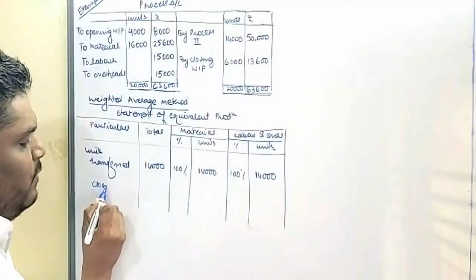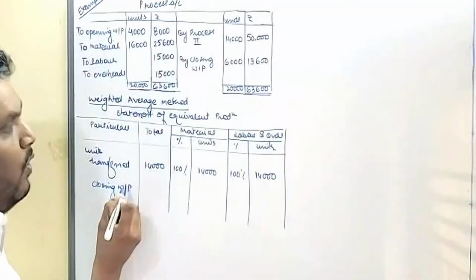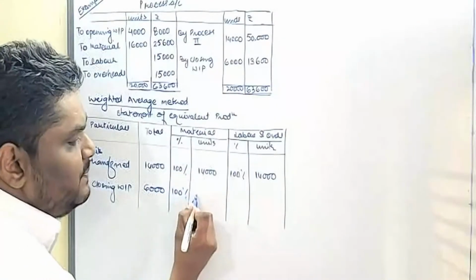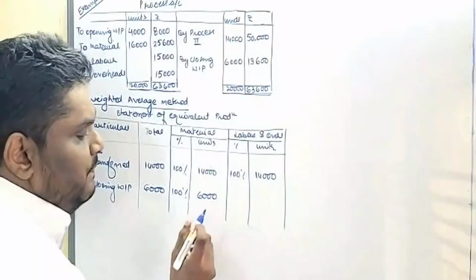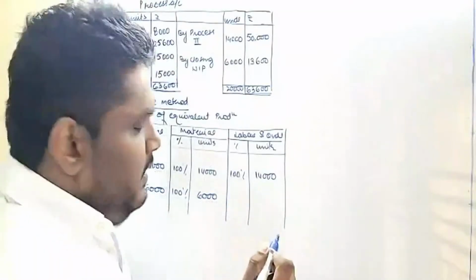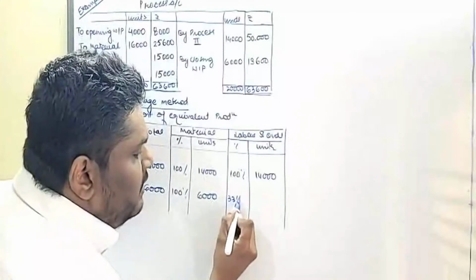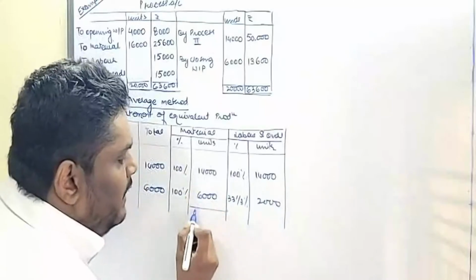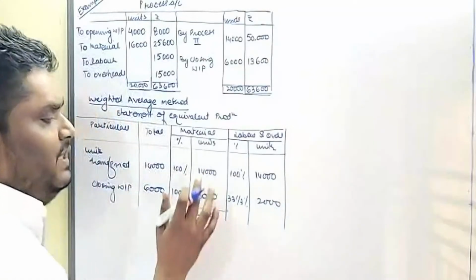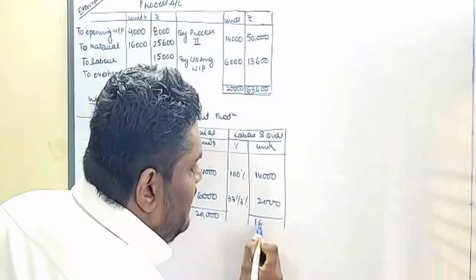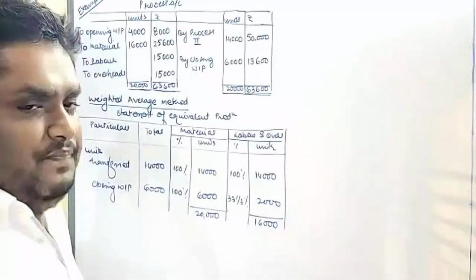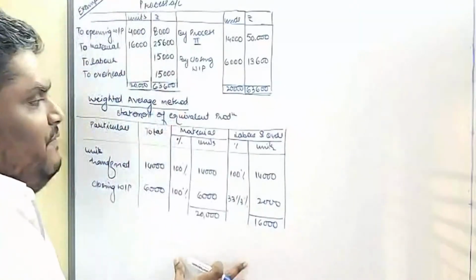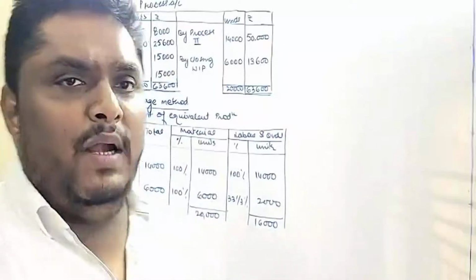Similarly, for closing work in progress, the approach will be the same, wherein the units are 6,000. They are 100% completed in respect of material. So 6,000, and in case of labor and overhead, they are only 33% complete, so it will take 2,000. So the total equivalent number of units in respect of material is 20,000 and in respect of labor and overhead is 16,000. This is the way you have to prepare the statement of equivalent production.